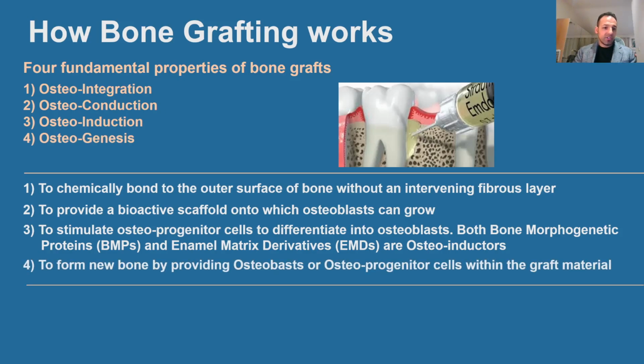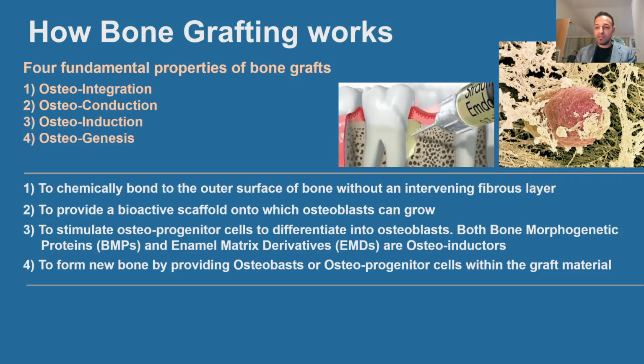And then we've got osteogenesis. Osteogenesis is the ability to form new bone by actually providing osteoblasts, or, there's a typo there, osteoprogenitor cells, the progenitors before they've differentiated into osteoblasts, within the graft material. And this is my SEM photo of an osteoblast in action. As you can see, that red osteoblast is laying down that white bone around it.